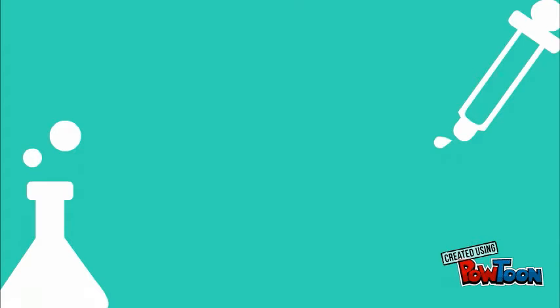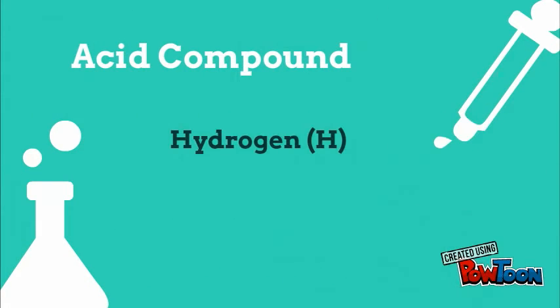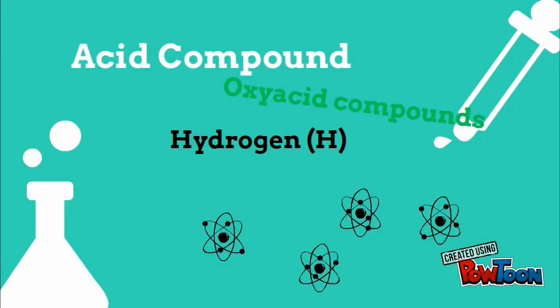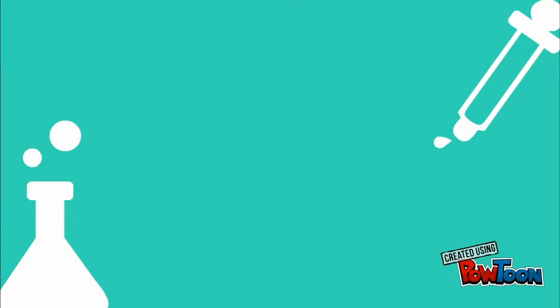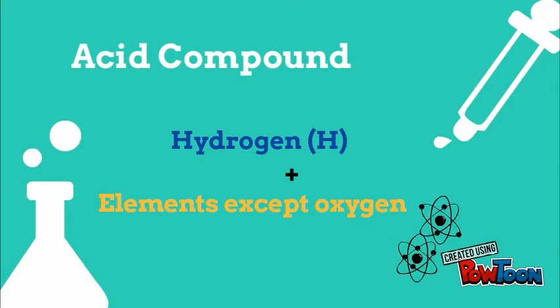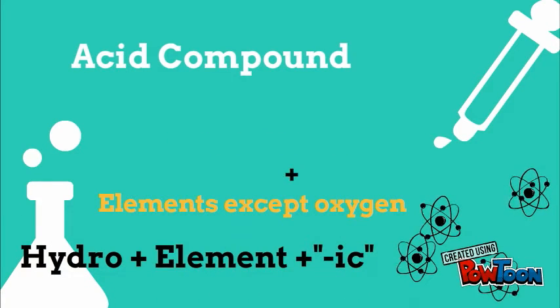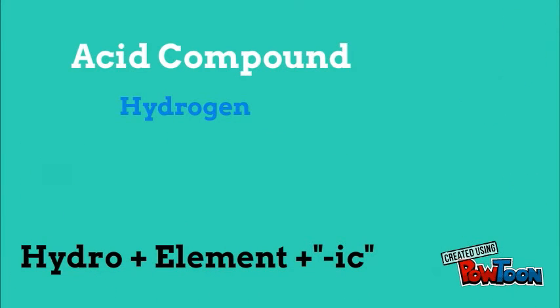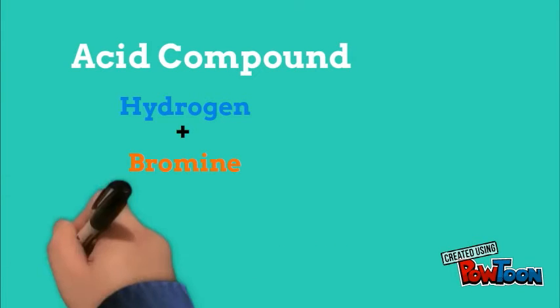Last are the acid compounds. Acid compounds always contain hydrogen in the beginning, with added prefix and suffix depending on the number of atoms. However, there are oxygen atoms in the oxyacid compounds. Common acid compounds are compounds of hydrogen and another element that is not oxygen. Common acids are named as hydro plus the element plus -ic plus acid. So if we have hydrogen and bromine, it will be read as hydrobromic acid.